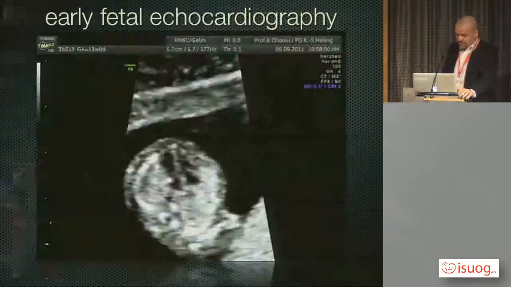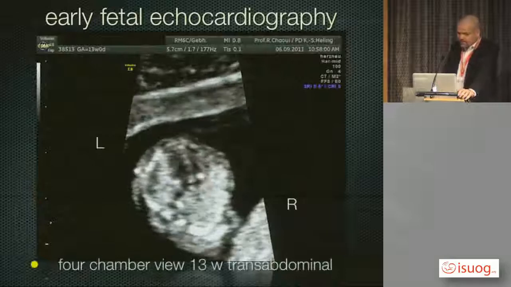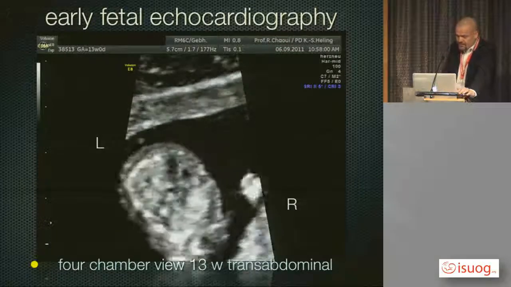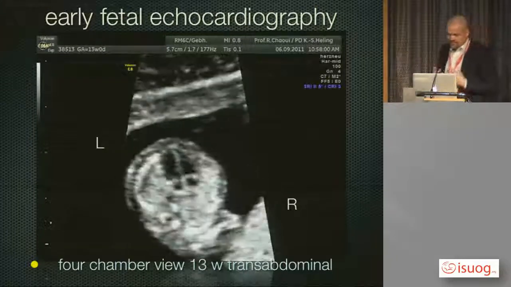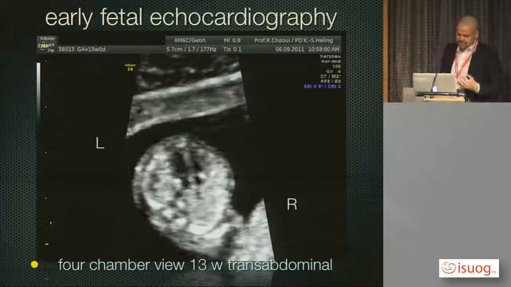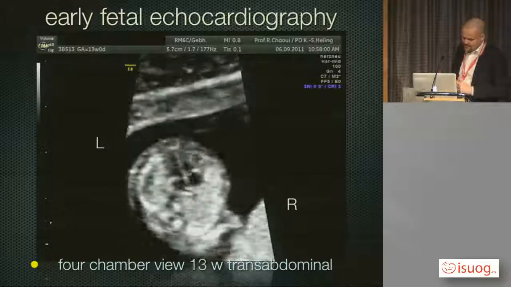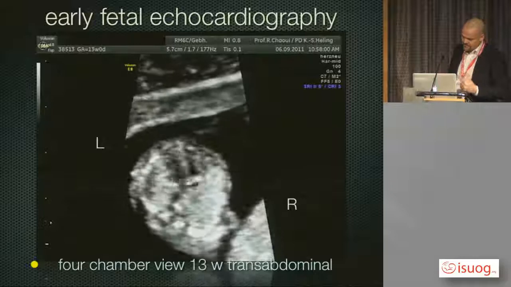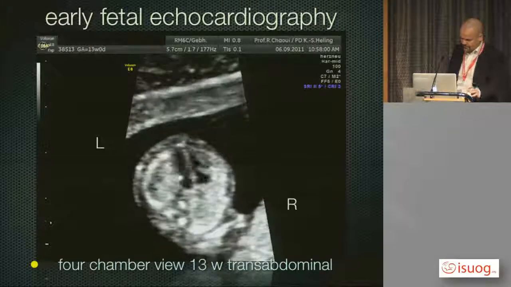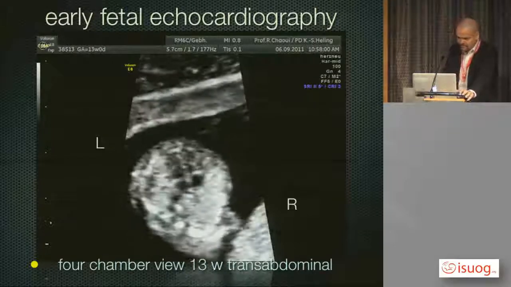We start with a normal four-chamber view at 13 weeks transabdominally, and clearly you can see the two ventricles, the two AV valves, and the two atria. It's smaller than in the second trimester, but it's a completely normal anatomy, and you will find again the typical structures I described before, and that you heard in the previous talk from Giuliano Cavallo.